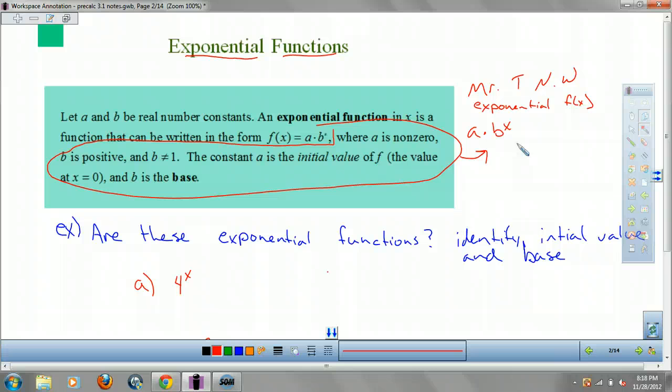A is the initial value when x is 0. So it's b is 0. Well, it's 1. Sorry, I'm breaking stuff. And b is the base. B base, a initial, well, x is going to change. So when x is 0, your y is going to equal a. I'll give you a second to write down this stuff.